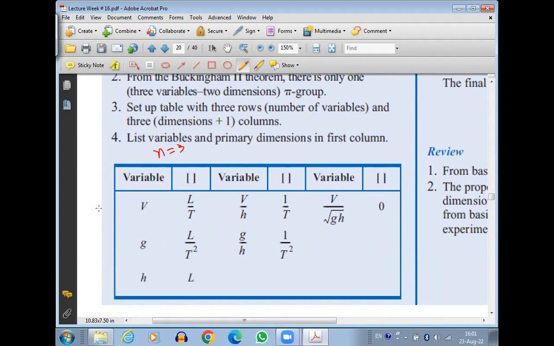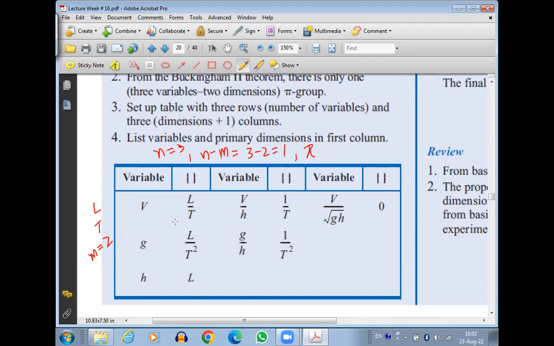So how many basic variables? We have L, we have T. That's it. So m is equal to 2. That means n minus m is equal to 3 minus 2, which is equal to 1. So how many pi groups will be there? There will be only 1 pi group. That will be right.